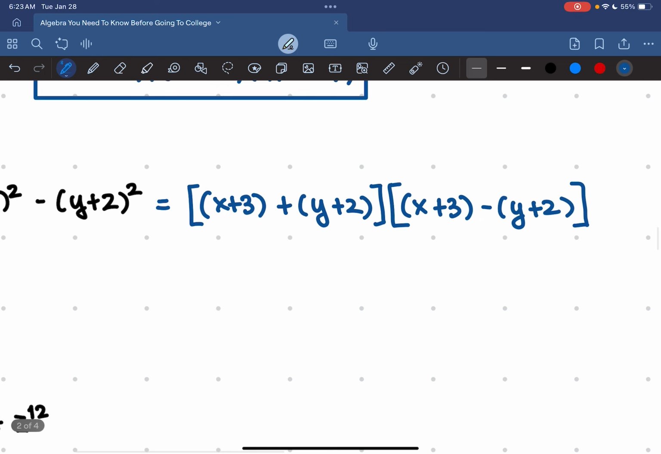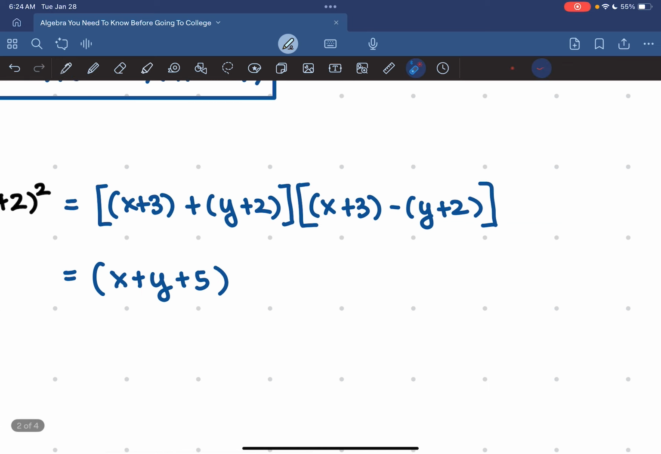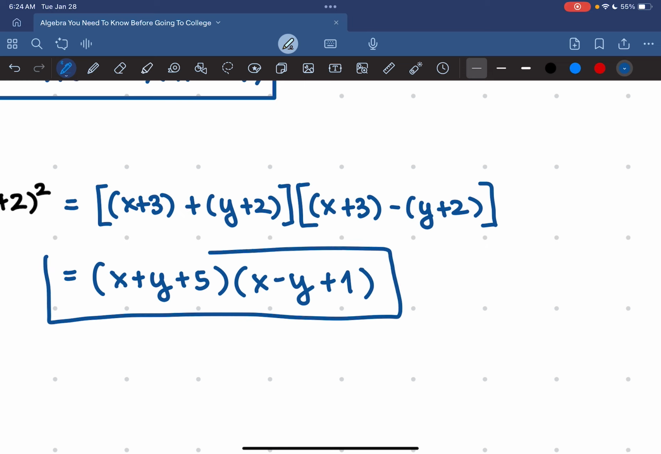And if you want, we can simplify this one. For the first one, we have here x, y, and then 3 and 2 can be added to obtain x plus y plus 5. And then for the second one, we have x minus y, and then for the constants, we have 3 minus 2, so that will be 1. And that is the factored form for this one.